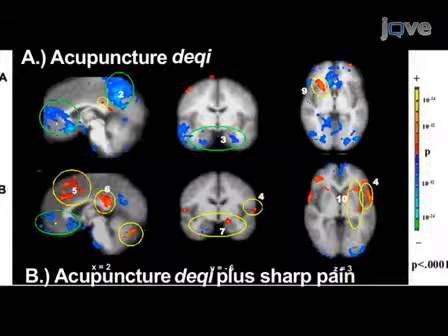Here we see the correlation between the psychophysical and hemodynamic response. This graph represents acupuncture de qi compared to de qi plus sharp pain. The prominent deactivation of the medial prefrontal cortex, medial parietal cortex, and medial temporal lobe seen with de qi absent pain was attenuated in the presence of pain.